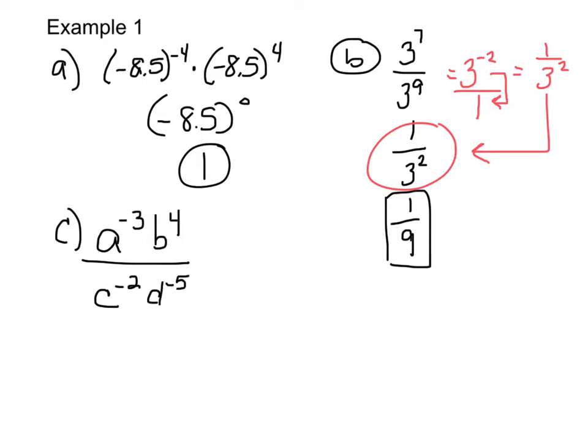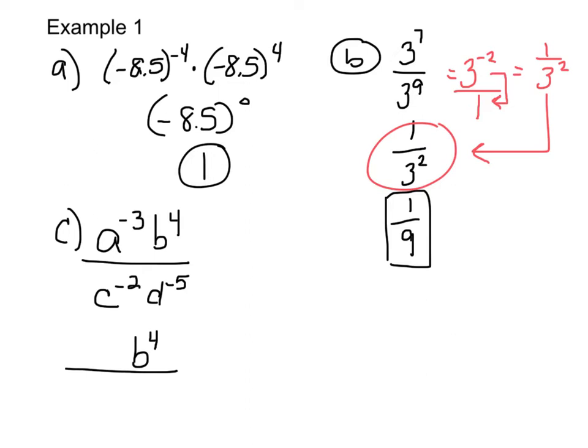All right, so let's just look at this problem. A to the negative 3, b to the 4th, over c to the negative 2, d to the negative 5th. If we're looking at this, b to the 4th is the only thing that does not have a negative power, so that's going to stay the same.